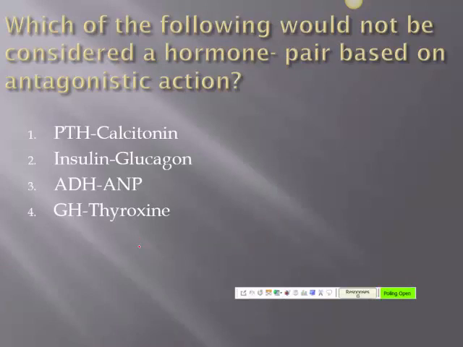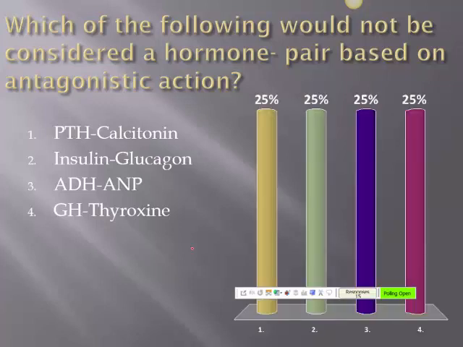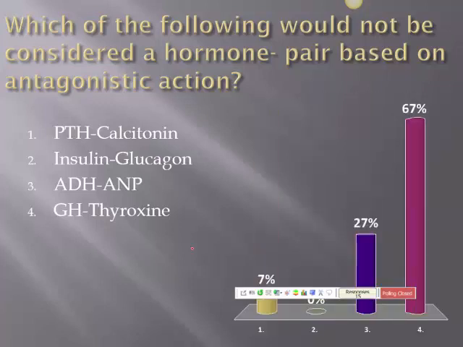Okay, let's look at this question. Now, remember I said you should learn the hormones. There are groups which act on a certain thing. You should learn them as groups. Now, which of these is not a hormone pair based on antagonistic action? Yes, very good. It's growth hormone and thyroxine.